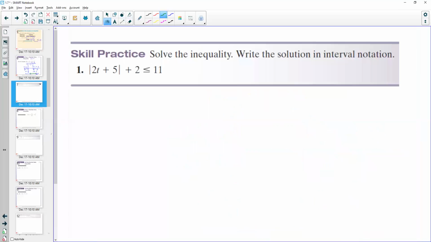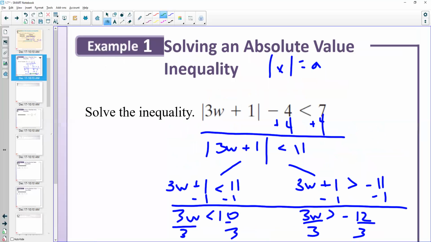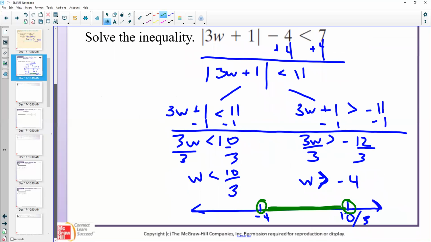So this is the next one, right? This one works just the same way. It is the same process. If I was to write this one, sorry, let's go back a step and write it in interval notation, it would be from negative 4 to 10/3.